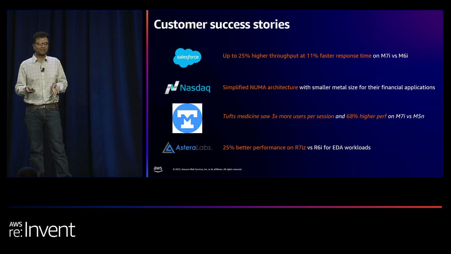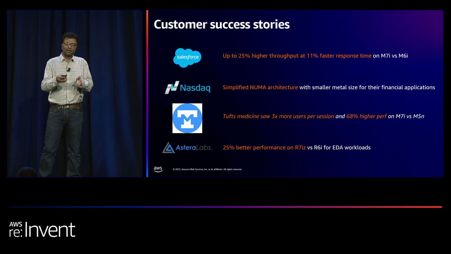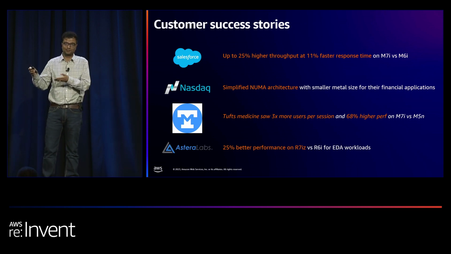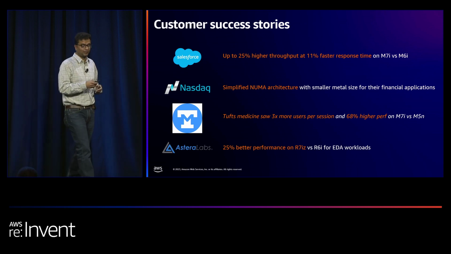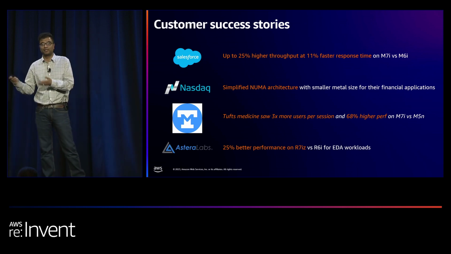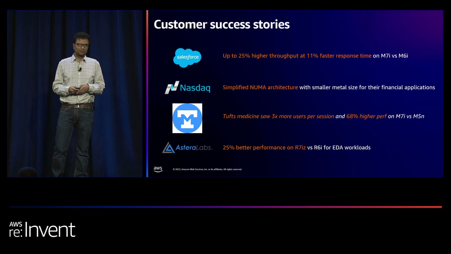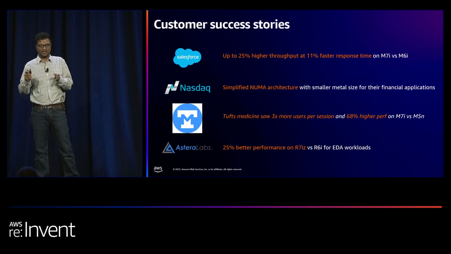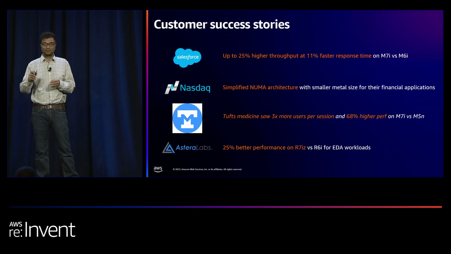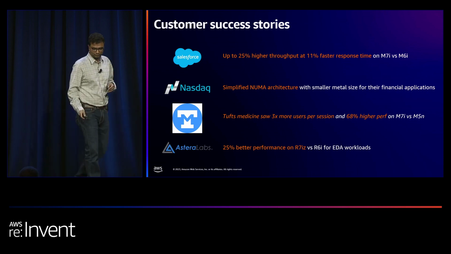Then customers like Astera Labs have been able to use our R7iz instances, the fastest Sapphire Rapids instance on cloud, and get 25% better performance versus the R6i instances for their EDA workloads. So the meta point here is that it's fascinating to see that there are workloads across different industries where customers are able to leverage our Gen 7 Intel instances.